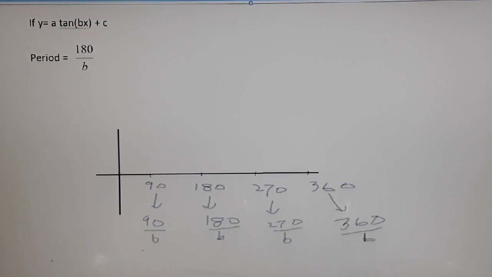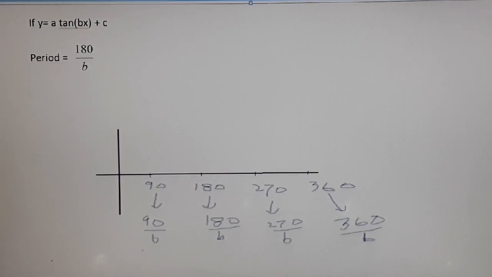The second standard form is y equals tan bx plus c. Here you can see that there is one difference: the coefficient of x is not 1, the coefficient of x is b. So the period for this standard form will not be 180, but it will be 180 upon b. Whatever the coefficient of x is, we will divide the period by the value of b.